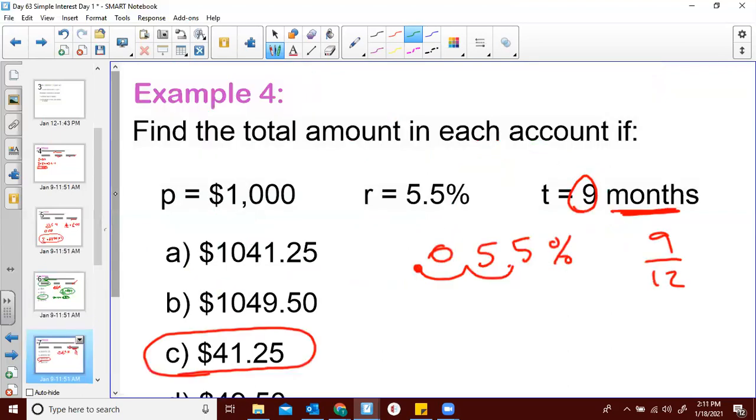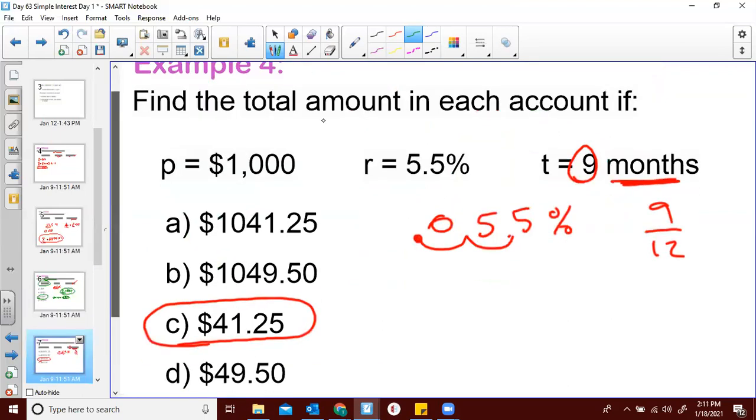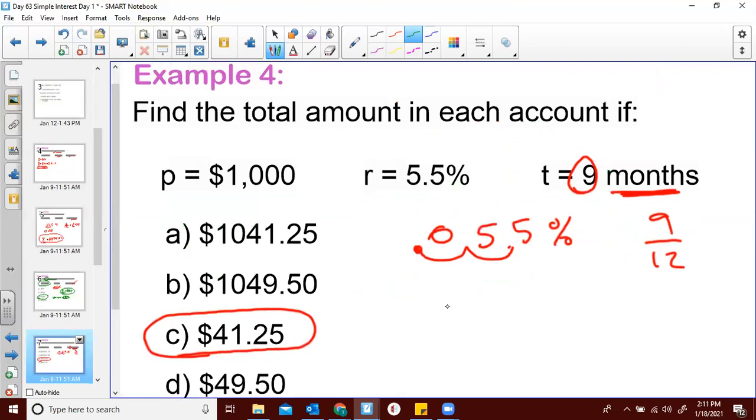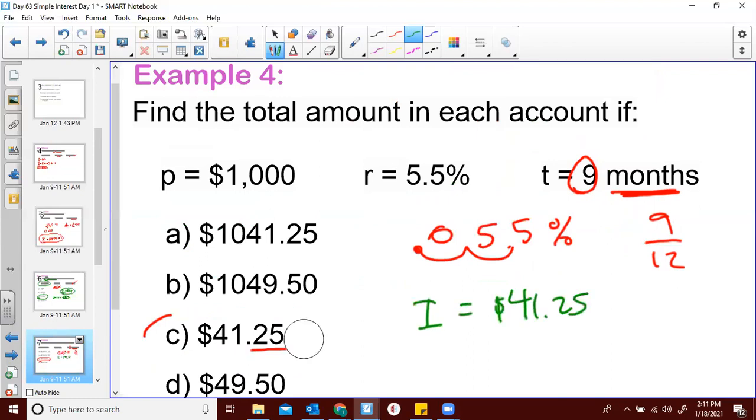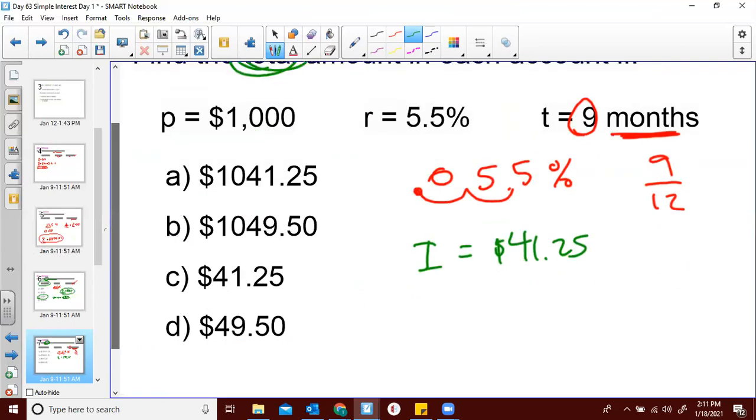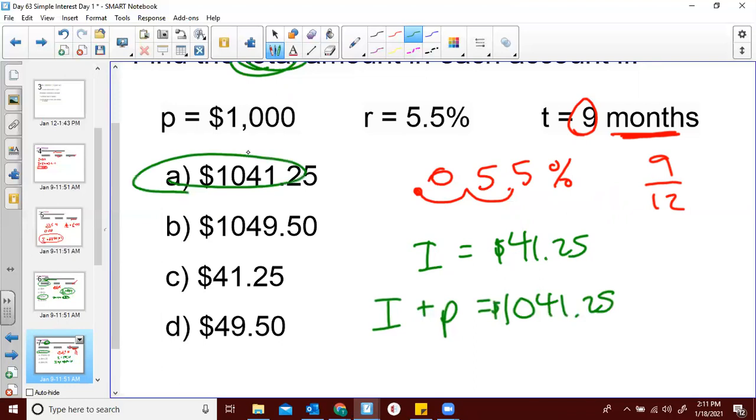Okay? Same thing with example 4. I did not read this question, so do not make the same mistake that I did. Well, we know that our I is going to equal $41.25, but that is not the correct answer. Right? So find the total amount in each. So we're going to have I plus P, and that's going to equal $1,041.25. Right, so the correct answer would be A.